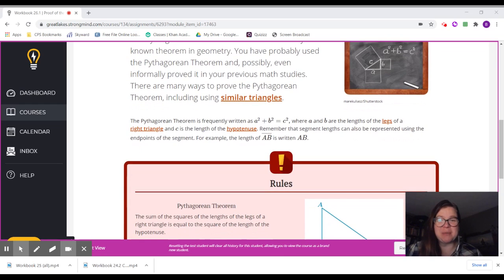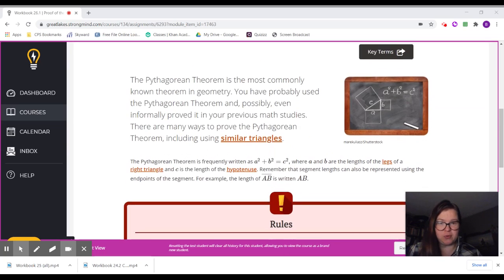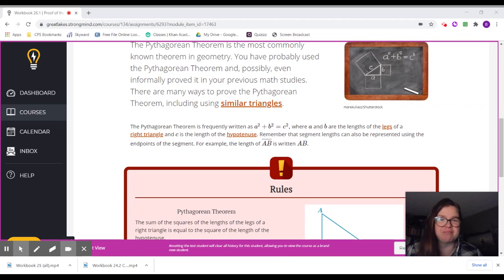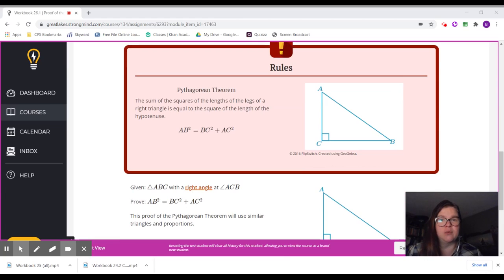Okay, so the Pythagorean theorem is the theorem that a squared plus b squared equals c squared. And this workbook is a proof using similar triangles. So these are what you have to remember. And what they said, instead of just a squared plus b squared equals c squared, they said the segments.